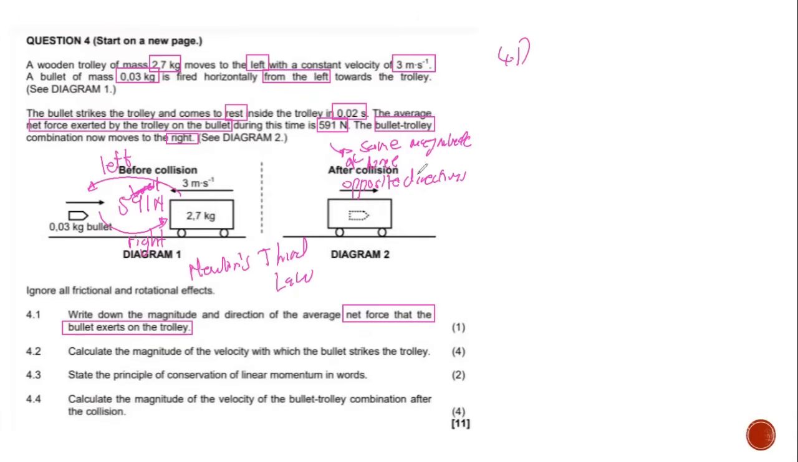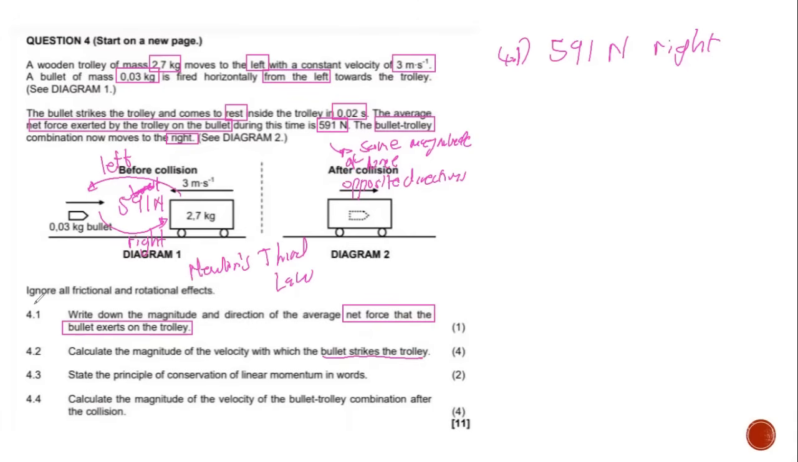Remember, let's not change the terminology of the mark or the examiner. Then 4.1 says we are going to have 591 Newton. To which direction? Right. Because now as we can see, the bullet is moving towards the trolley and it is being fired from the left, meaning it's going all the way to the right. So, okay, that's it. Now 4.2 says calculate the magnitude of the velocity with which the bullet strikes the trolley.